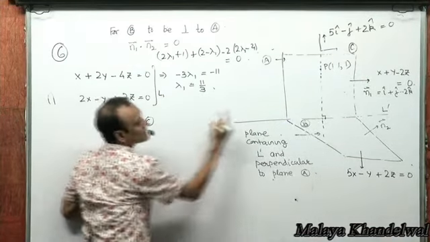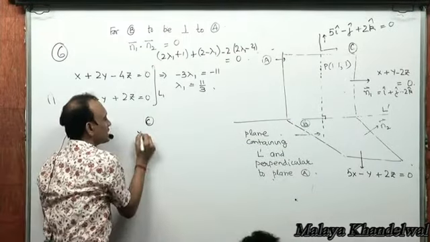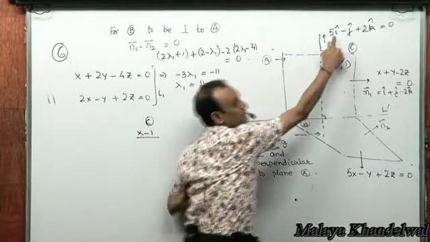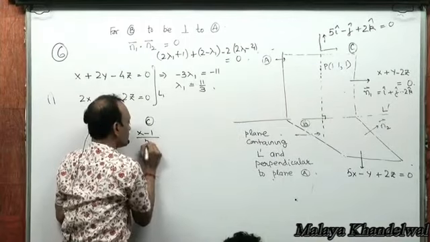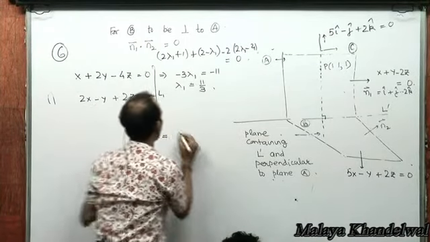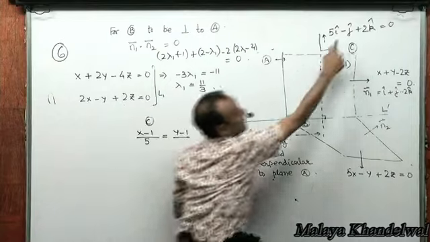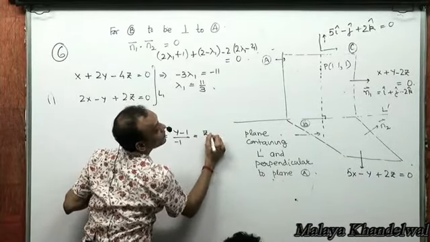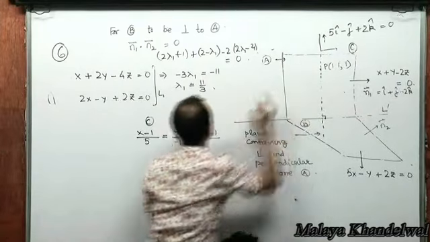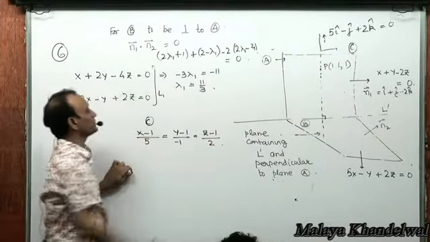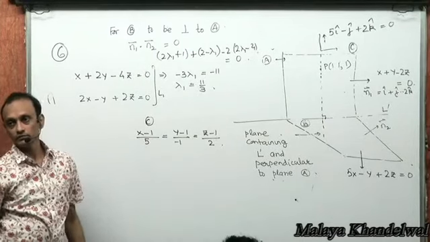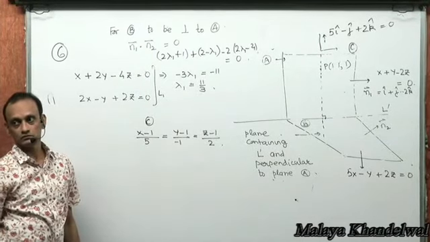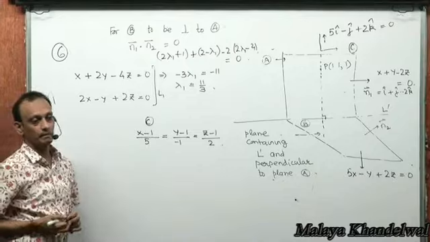The equation of this line C passing through 1, 1, 1 is x minus 1 divided by 5 equals y minus 1 divided by minus 1 equals z minus 1 divided by 2. This must be the equation of the line. Got me?